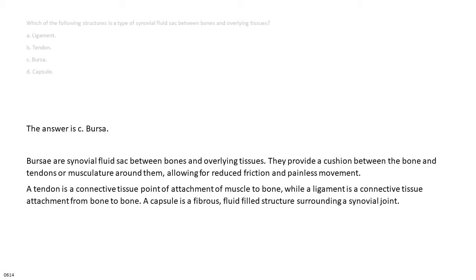A tendon is a connective tissue point of attachment of muscle to bone, while a ligament is a connective tissue attachment from bone to bone. A capsule is a fibrous, fluid-filled structure surrounding a synovial joint.